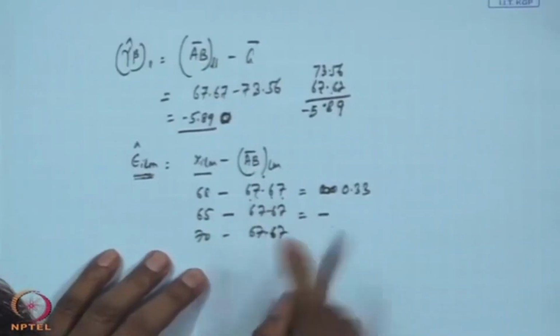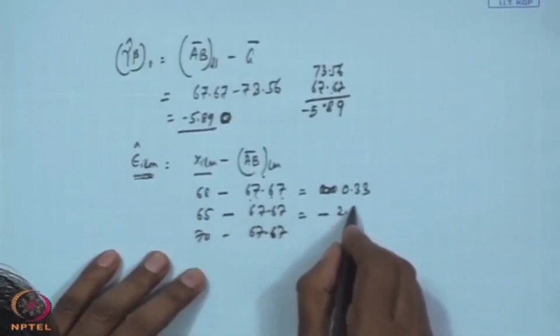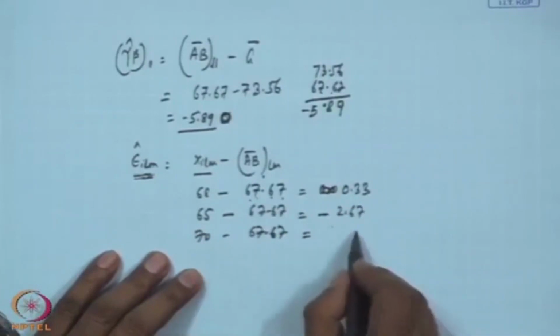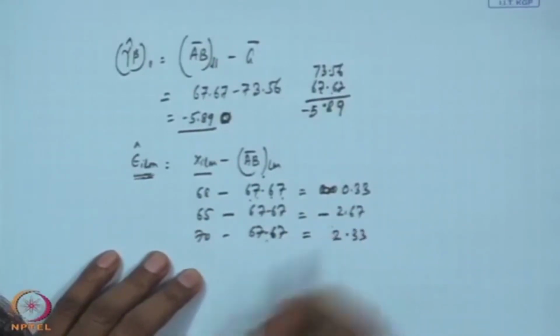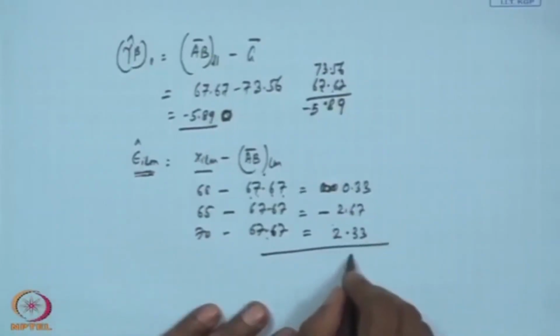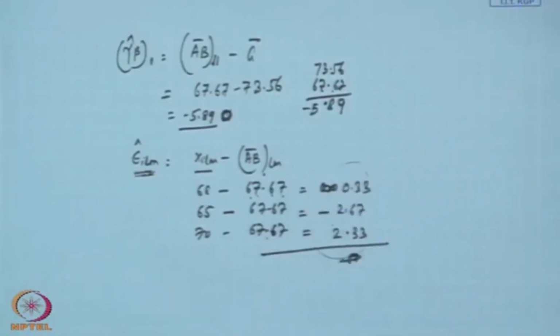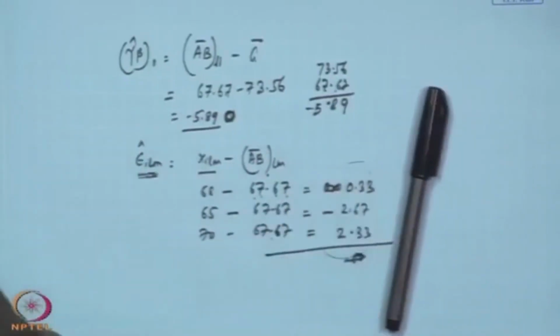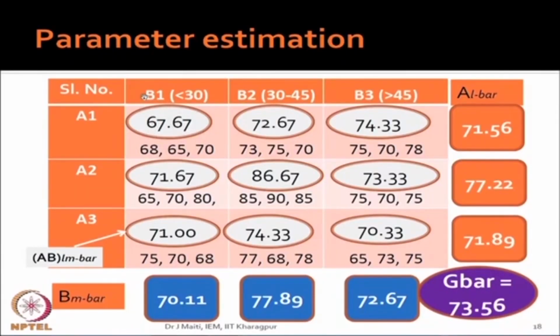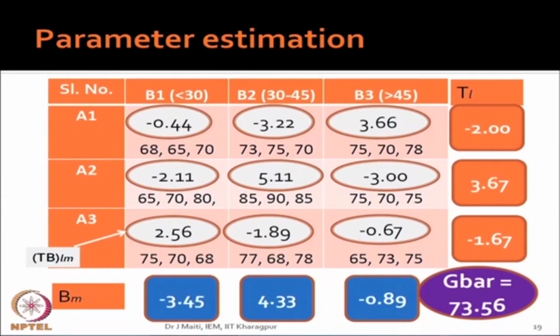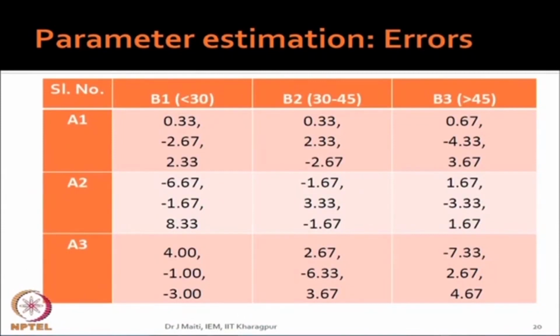338, correct. This one will be 65 minus 2.67 and this is 338 2.33. Again you see that this sum is 0, this sum is 0. Okay, so in this combination the parameter xi lm bar, lm bar, all those things. Let me go to the case 0.33 minus 2.67 plus 2.33.